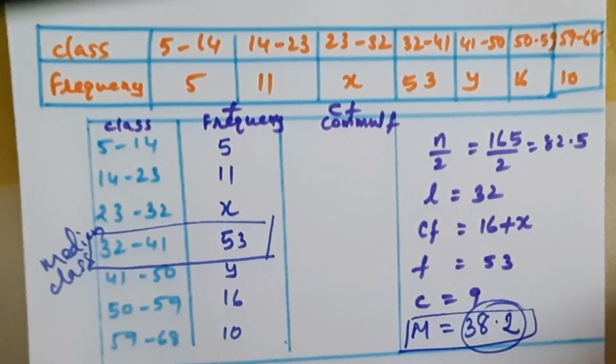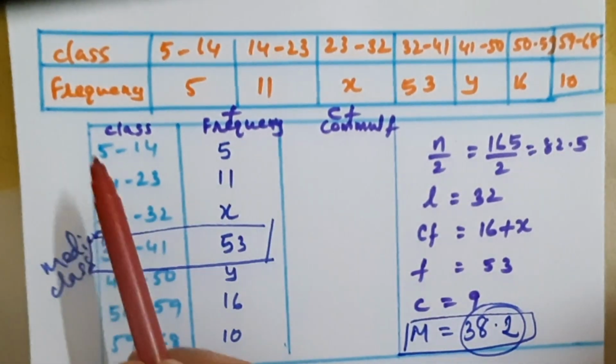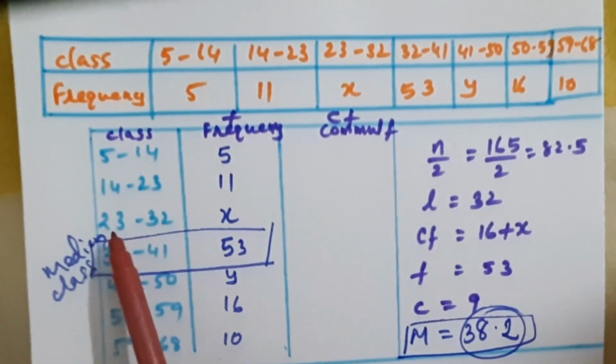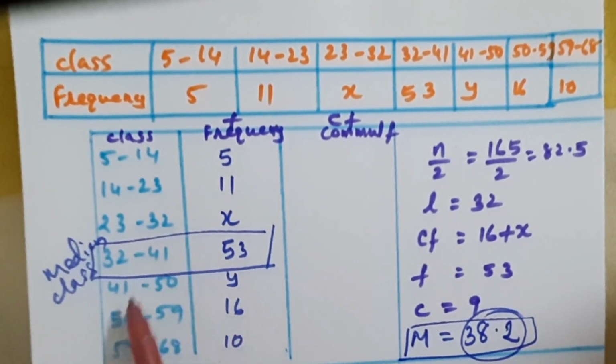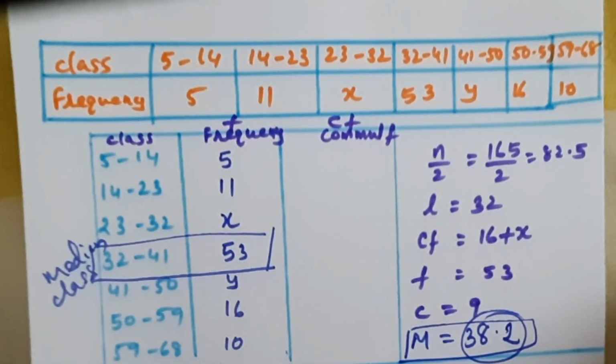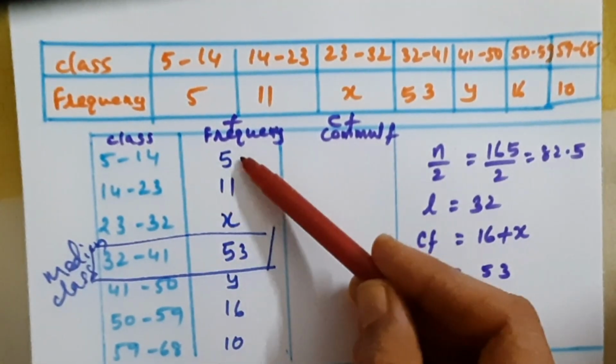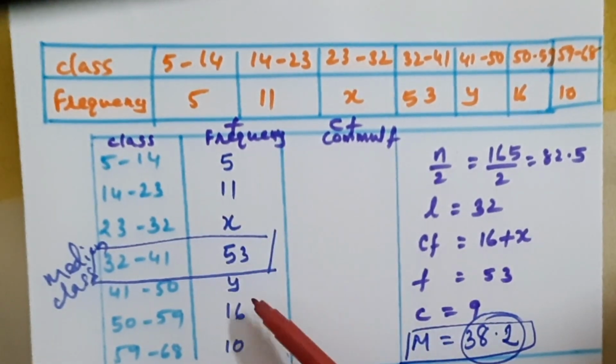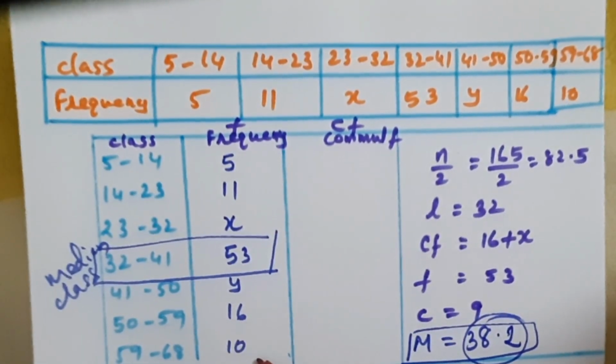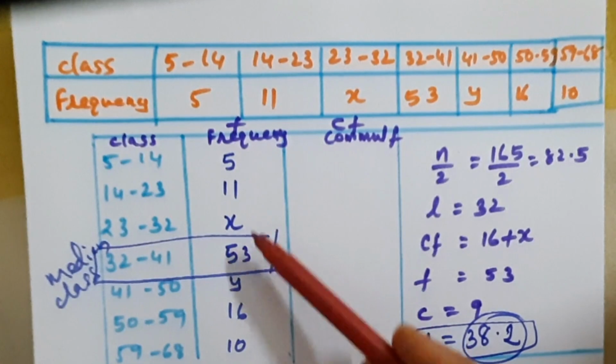Here we have a question where the class intervals are 5 to 14, 14 to 23, 23 to 32, and so on up to 59 to 68. The frequencies are 5, 11, x, 53, y, 16 and 10. Here the missing frequencies are x and y.